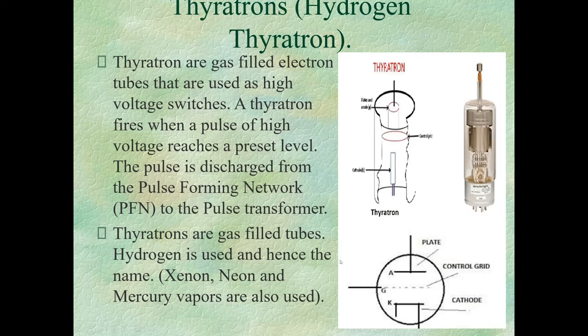Thyratrons are gas-filled tubes. Hydrogen is used, hence the name, hydrogen thyratron tubes. Other gases like xenon, neon, and mercury vapors can also be used in thyratrons, but in accelerators, mostly they are hydrogen thyratrons.